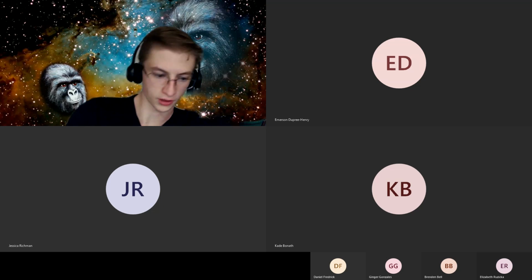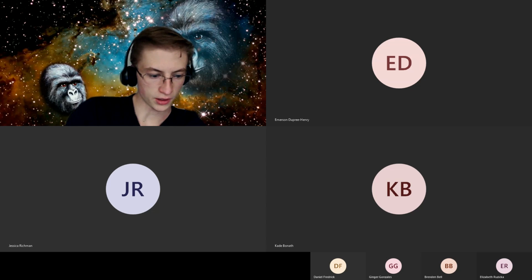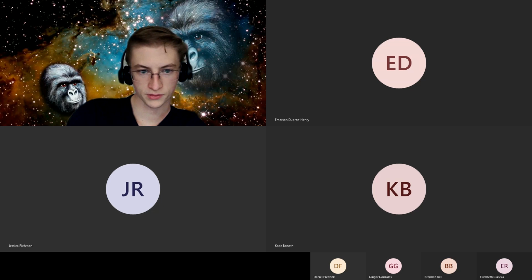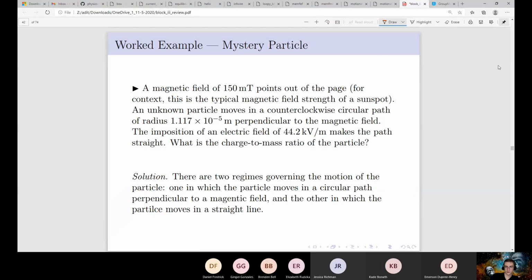Oh, I got a reply. Okay, cool, both. Yeah, let's just start then with forces on particles. And to that end, I made up a problem. So let me reshare my screen. Here it is. It's called Worked Example Mystery Particle.